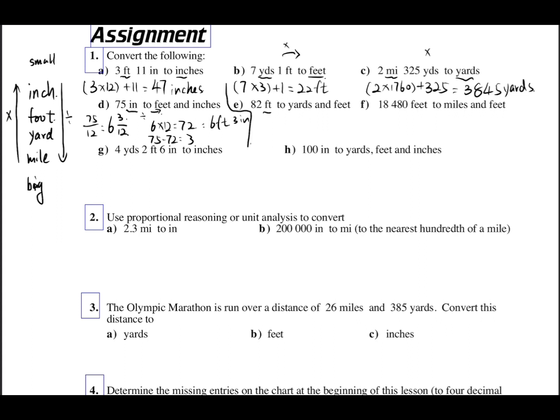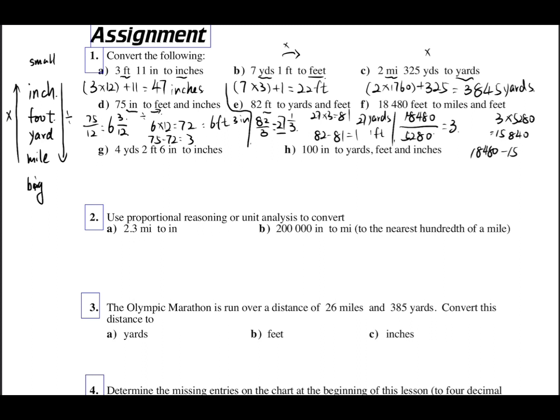For E, feet to yards, this one is small to big, so it's division: 82 divided by 3 equals 27, and then we use 27 times 3 equals 81, and 82 minus 81 equals 1, so it's 1/3 here, and the answer is 27 yards and 1 foot. Okay, for F, it's small to big, so division. We divide, then we use 3 times this one, and then use this one minus this one equals 2, so the answer is 3 miles.